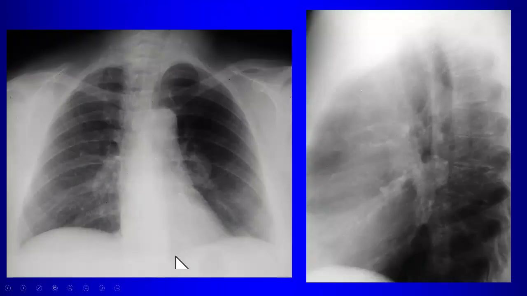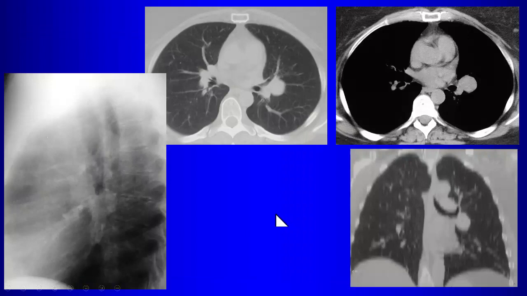What about this case? Yeah, sure. Left hilar, right? So you have this bulging here at the left hilar. A nice donut there. There's a bulging at the left hilar. Okay? Mass here on the CT.